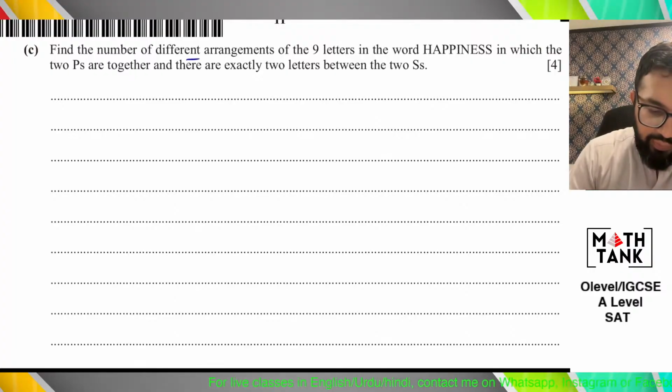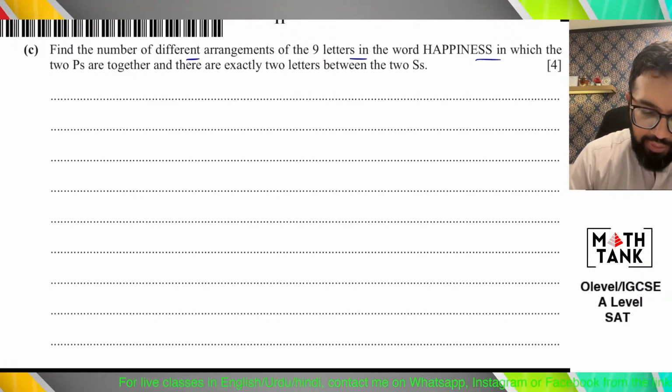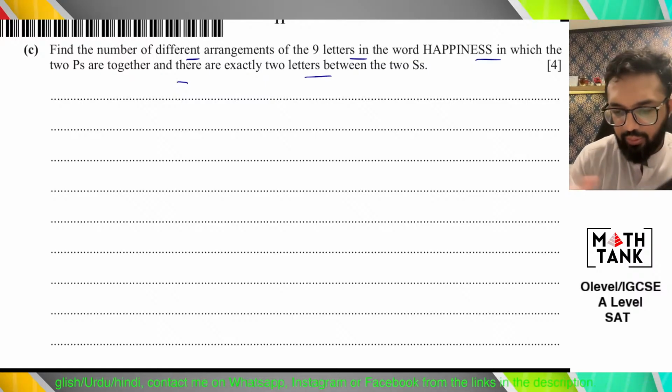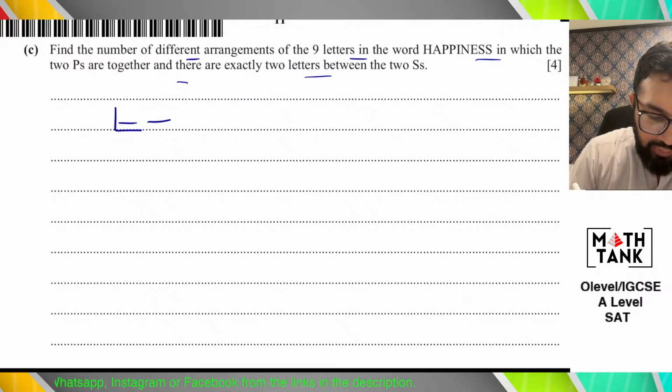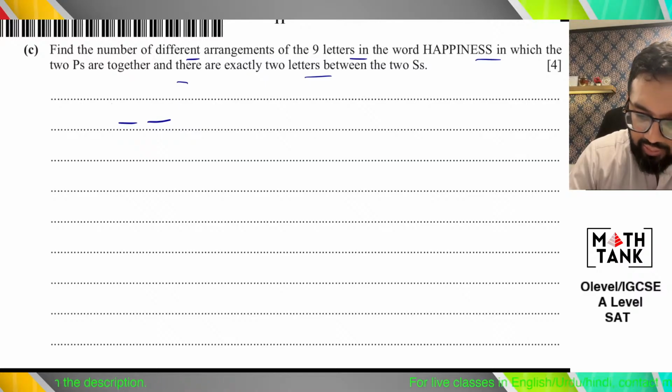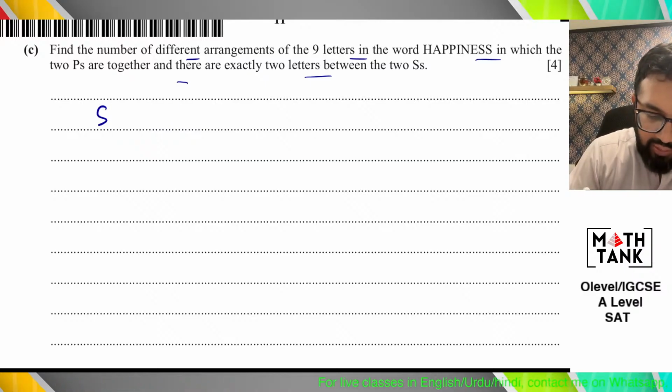Find the number of different arrangements of the 9 letters of the word happiness in which the 2 P's are together and there are exactly 2 letters between the 2 S's. Okay, so the 2 P's are together and there are exactly 2 letters between the 2 S's. First, let's make those conditions.